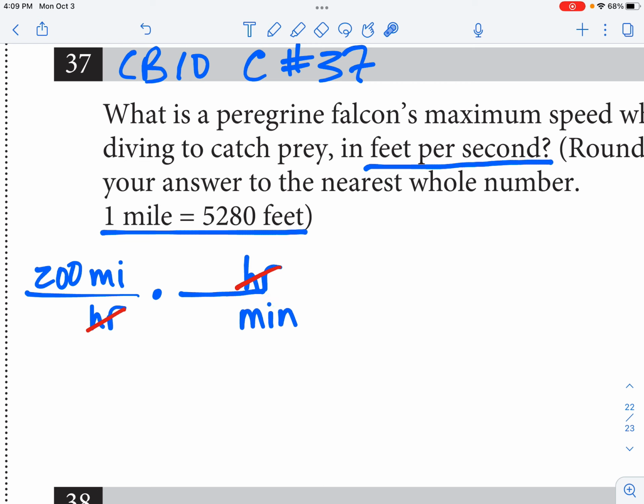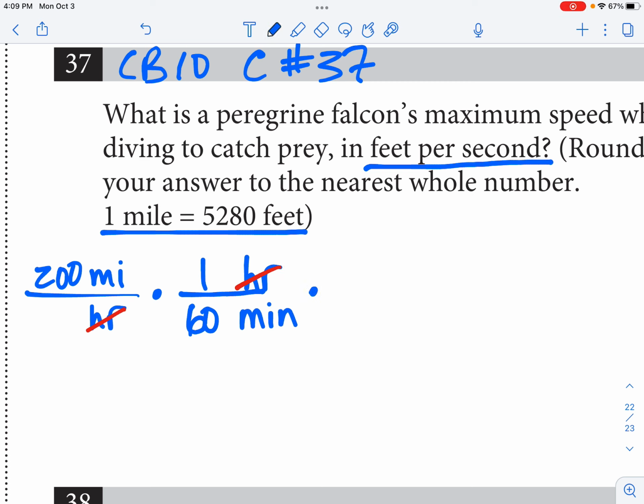So that's why I'm putting hours on top and minutes on the bottom. But how many hours are in a minute? Or actually, rather, how many minutes are in an hour? I believe there are 60 minutes. So you have to fill in the blanks per 1 hour with your common sense. So now I'm in miles per minute. That's what I have left over. Hours are gone.